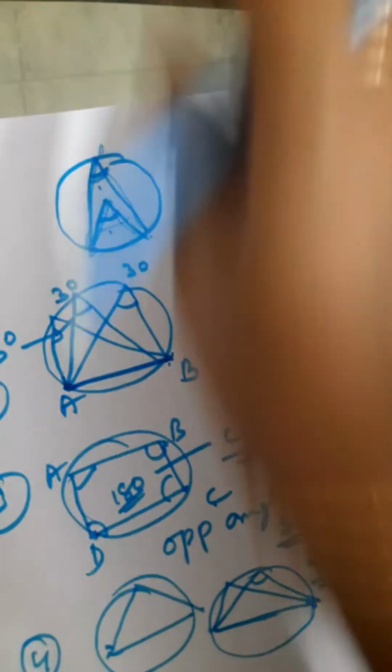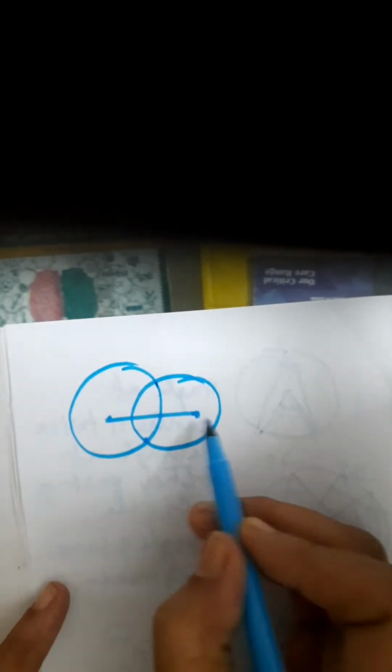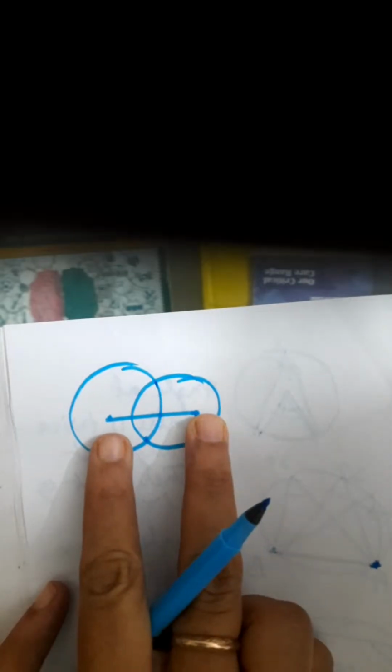In the first question, it is given two circles having radii 5 and 3. They intersect at 2 points, and the distance between their centers is 4. Here they intersect at 2 points. The distance between the centers of the circles is given as 4. So this distance is 4.